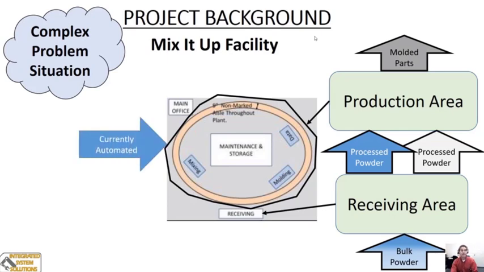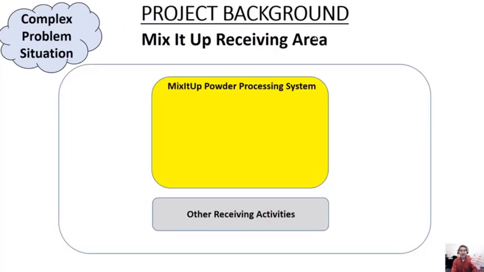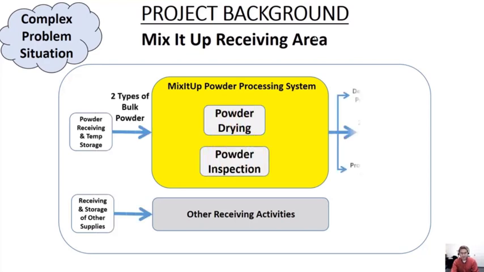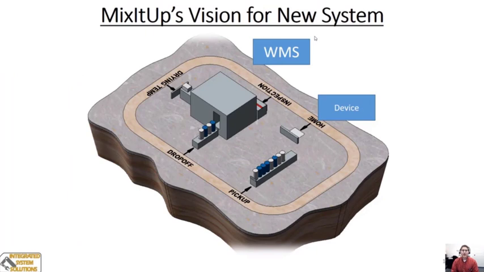Mix It Up had already automated part of their facility, and they came to us exploring automation for receiving. And we learned that in receiving, there's the powder processing and then everything else. Powder processing is where we were focused, and they take in 2 types of powder. They dry it, they inspect it, then they output defective powder, the 2 kinds of powder ready for production, and data. Their vision for a new system was, currently they have this work management system that tells the operator when it's time to go and inspect powder, or take a temperature, or deliver barrels of powder to the drying area.